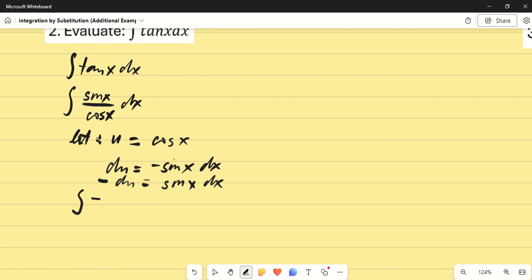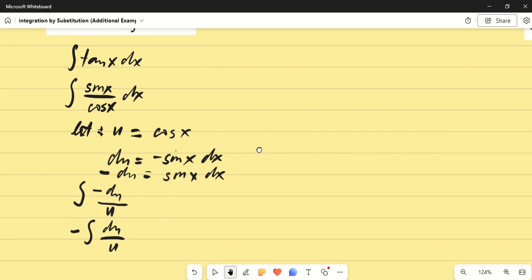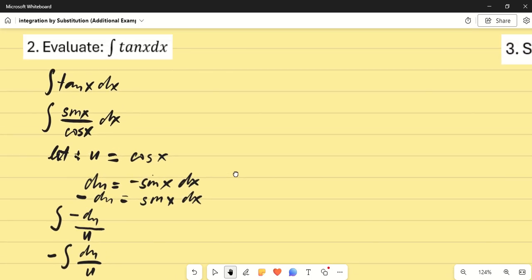So you write it here, your negative du all over your cosine x is u. Okay, and of course you can see here your negative 1, negative du rather, so we can factor out your negative 1 here, so you'll be having negative integral of your du all over u. Okay, now before getting the integral of this negative integral of du over u, let's recall first your derivative of ln of x.